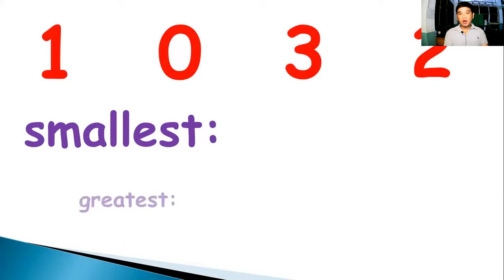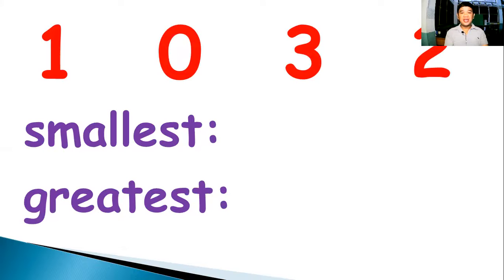Okay, we have another one: 1, 0, 3, and 2. So let us identify which is the smallest and which is the greatest. The smallest number is 0. And the greatest number is 3. Very good.